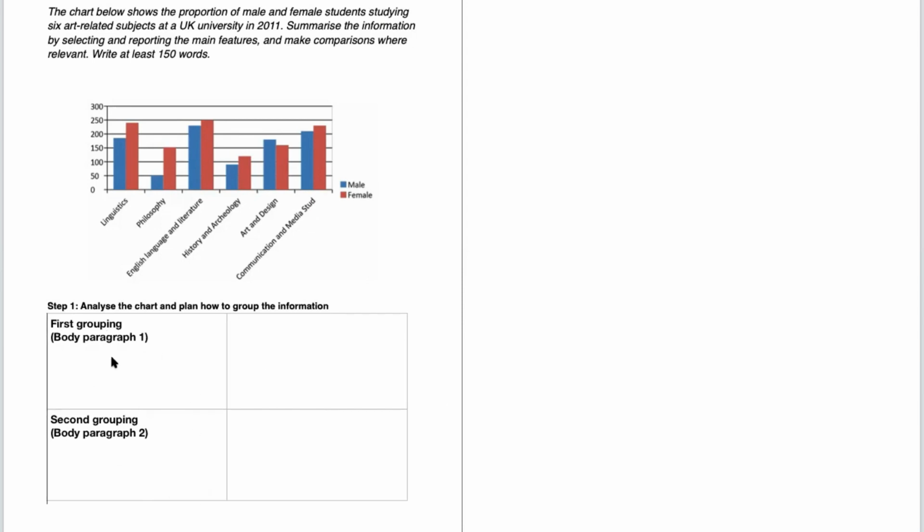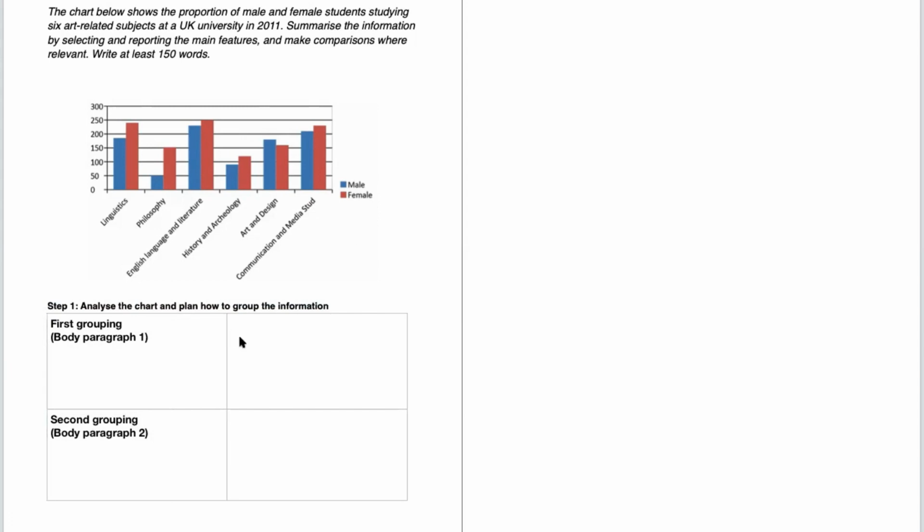So take a look here on the left side of my chart. You have the first grouping, which is going to be your body paragraph 1, and the second grouping, which is going to be body paragraph 2. Now, obviously, you don't want to make things difficult for yourself. Go ahead and look at how the information is already grouped, and you see that we have male and female.